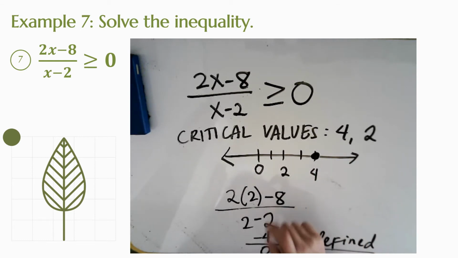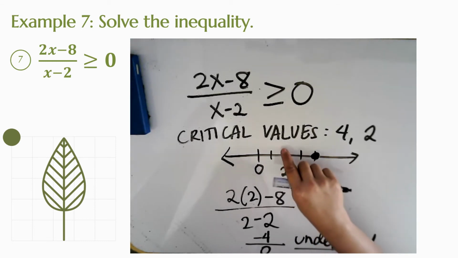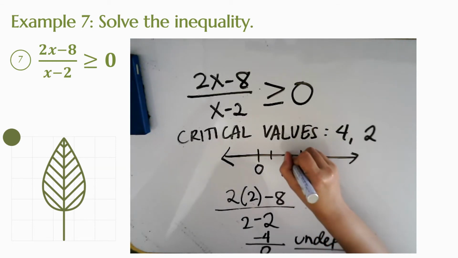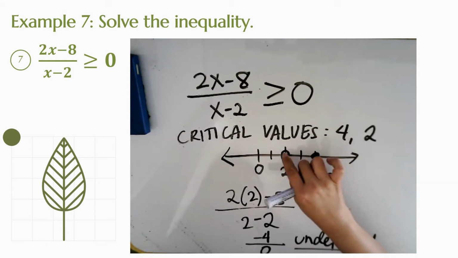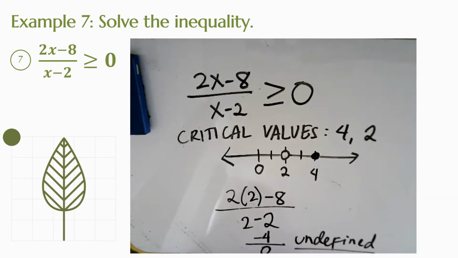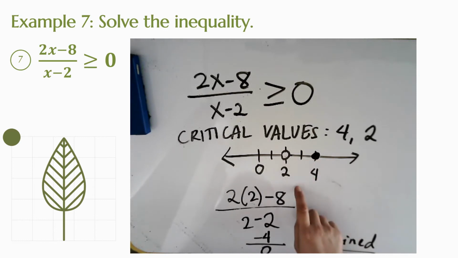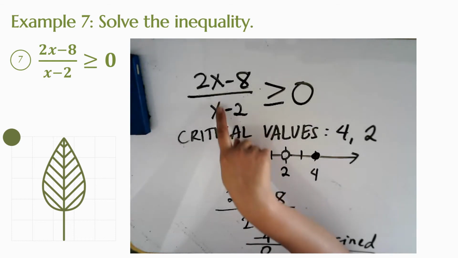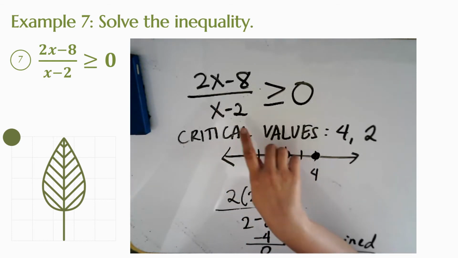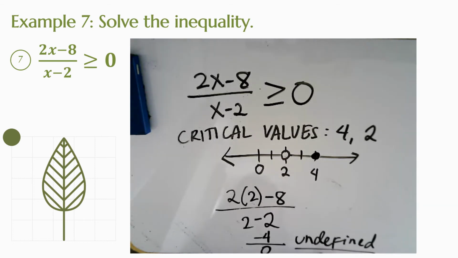So on the number line, we're going to draw on that critical value a hollowed circle like this. There. So if the critical value is included in the solution, you have to draw a shaded circle. But if that critical value is not included, then you have to draw a hollowed circle. 2 is not included because when you replace x by 2, it doesn't make the statement true because it's undefined. Alright.